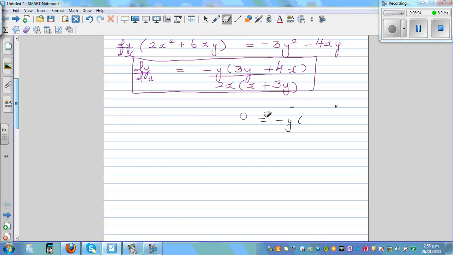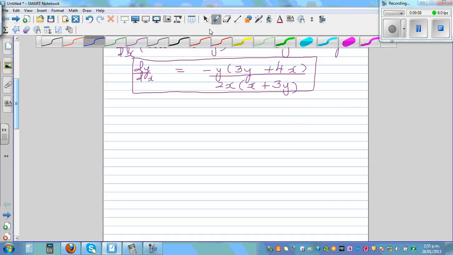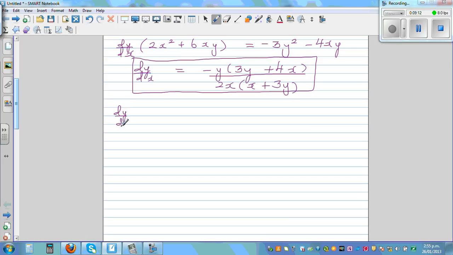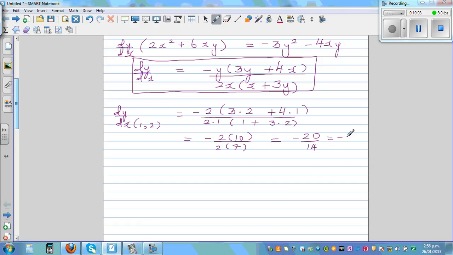Okay, so let's see. dy by dx at 1, 2. In place of x, you're going to put 1. In place of y, you're going to put 2. So this is minus 2 times 3 times 2 plus 4 times 1, divided by 2 times 1 times 1 plus 3 times 2. So let's simplify this. This is negative 2 times 6 plus 4, which is 10, divided by 2 times 6 plus 1, which is 7. So this is minus 20 over 14, which is minus 10 over 7.